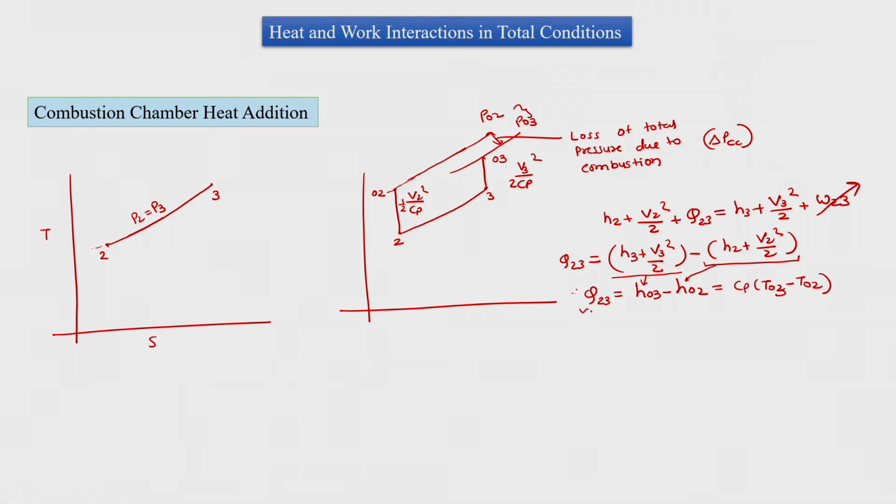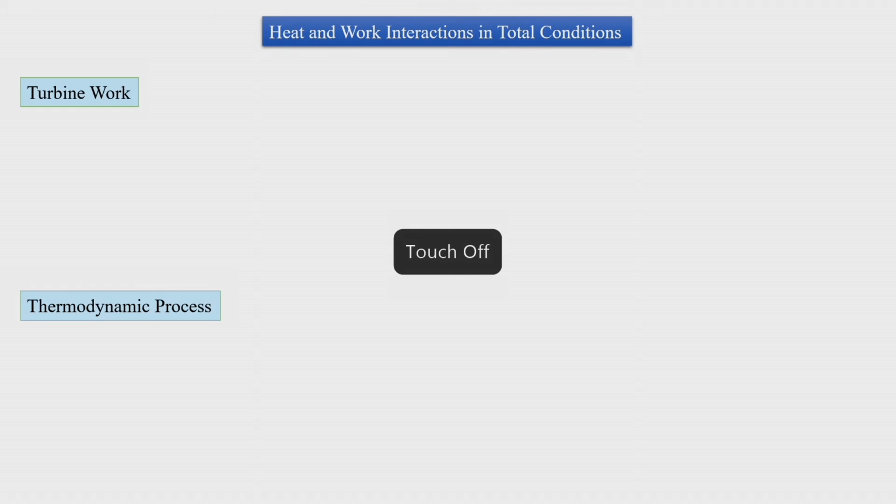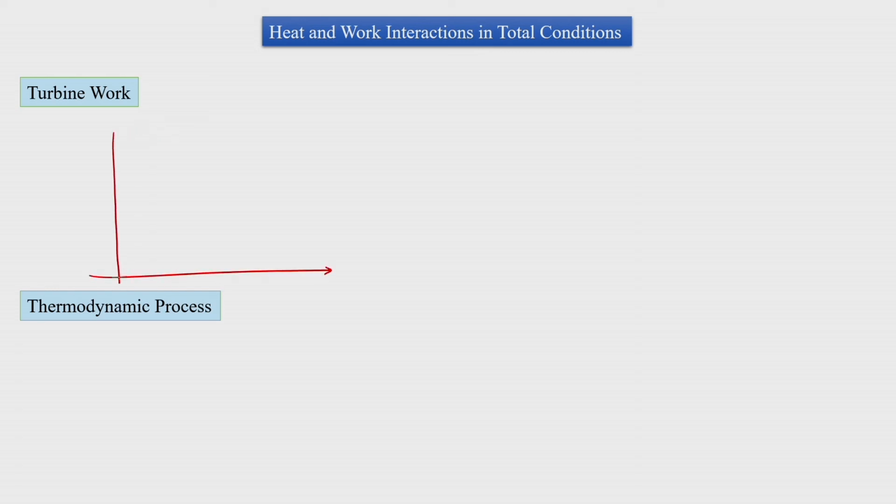So this is how we will account the heat addition in the process of combustion, and this is how we will account the delta P not CC, meaning the total pressure loss in the combustion chamber or in the process of combustion. So having said this, we will move towards our next entity, and that next entity is the turbine. In case of the turbine, let us find out the turbine work. For that, we will again consider the TS diagram.